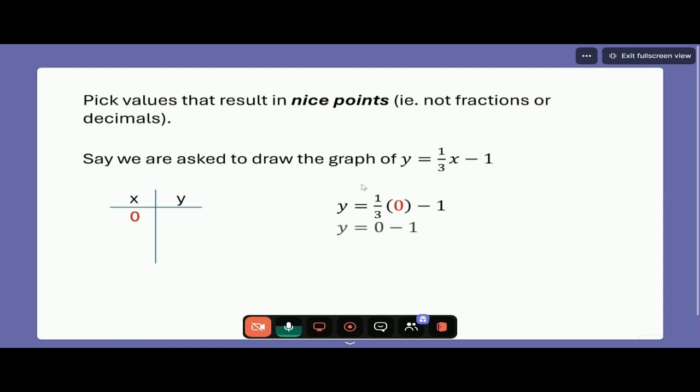That just becomes 0 minus 1. And there's our first point. That was easy. X equals 0, y equals negative 1. What should we try next?